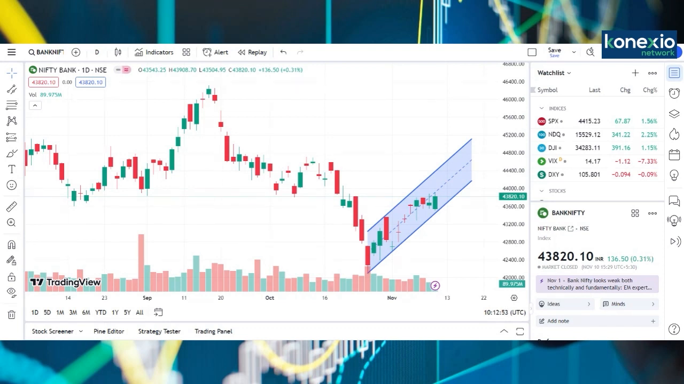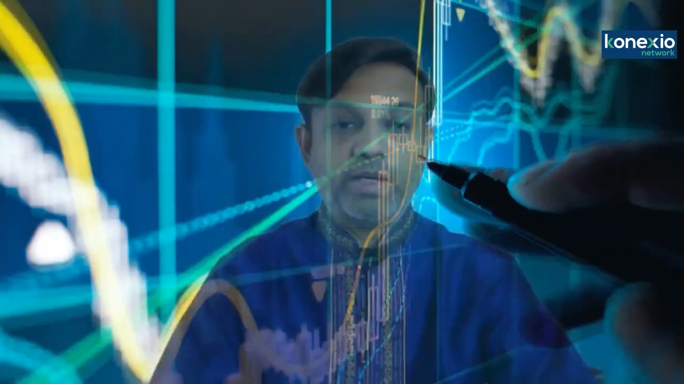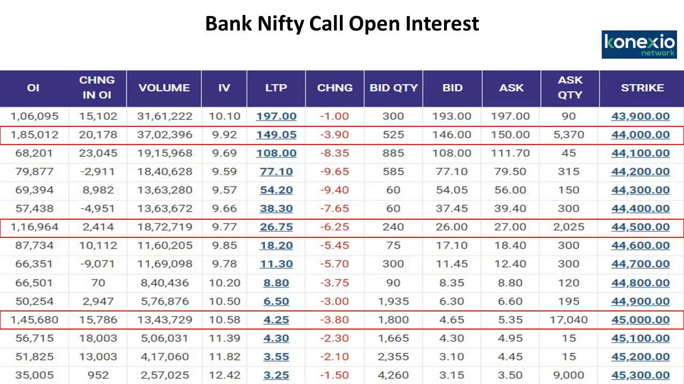So without wasting time, let us discuss the Bank Nifty derivative data or Bank Nifty calls. You will see on the screen the Bank Nifty calls. The action in the Bank Nifty calls was seen in 44,000 calls, then 44,500 calls, and 45,000 calls. Now here you can see there has been a rise in the open interest. Implied volatility is between 9.77 and 10.58. There is a small drop in option premiums.